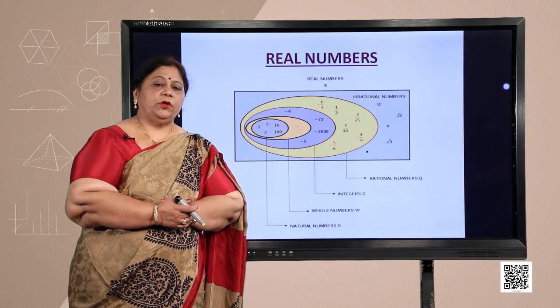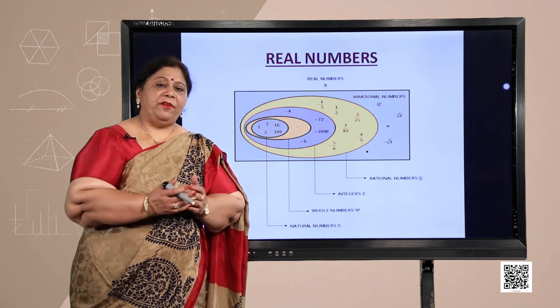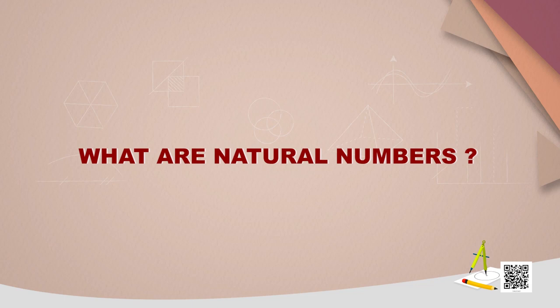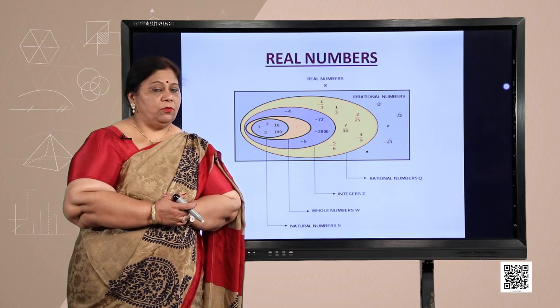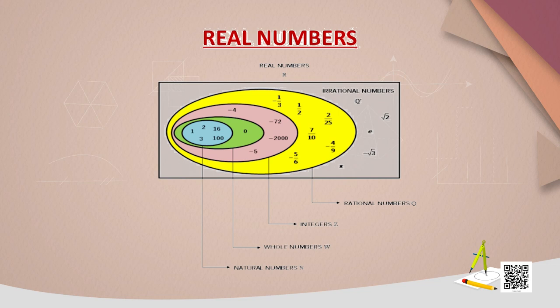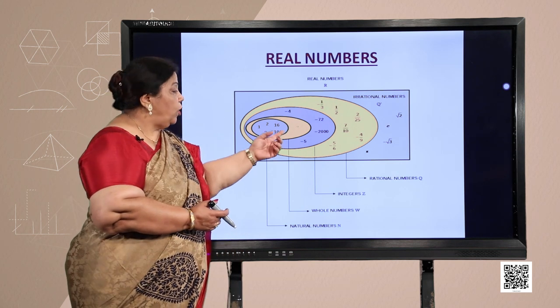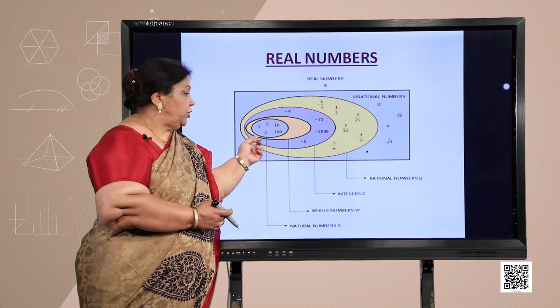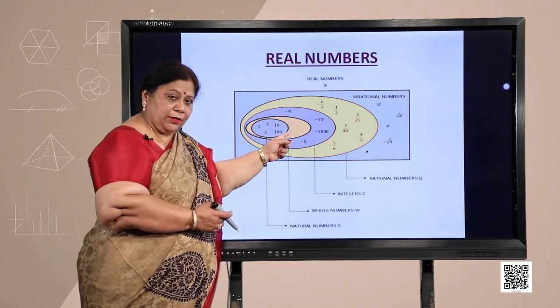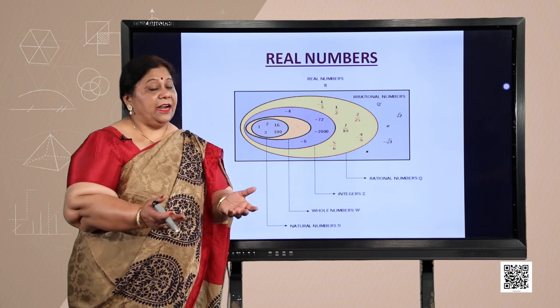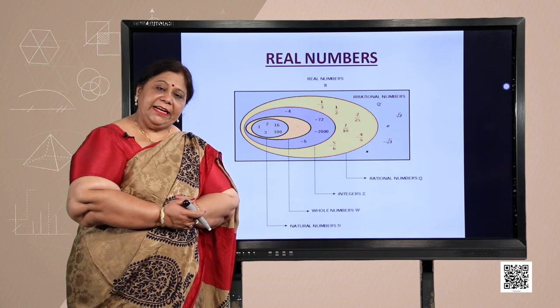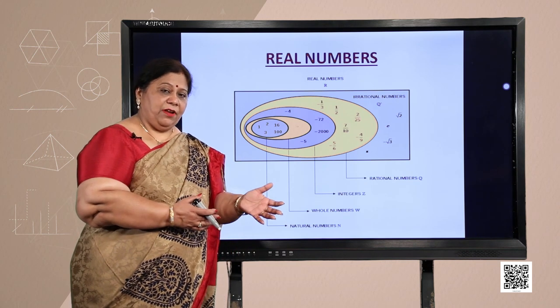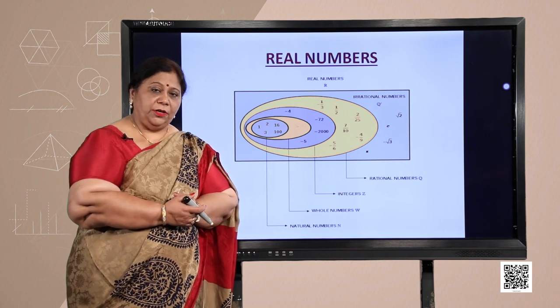Before we look into Euclid's division lemma, let us recall the type of numbers we have studied till now. What are natural numbers? All the numbers used for counting 1, 2, 3, 4 are known as natural numbers. Then came the need of 0 and we added 0 to the set of natural numbers. That gave us the set of whole numbers. After we were introduced to positive numbers and 0, there came the need for negative numbers and we call them the set of integers. So integers are negative numbers, positive numbers along with 0.